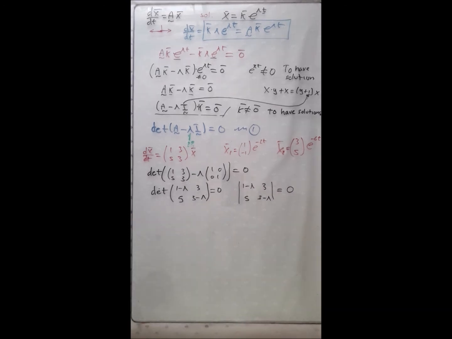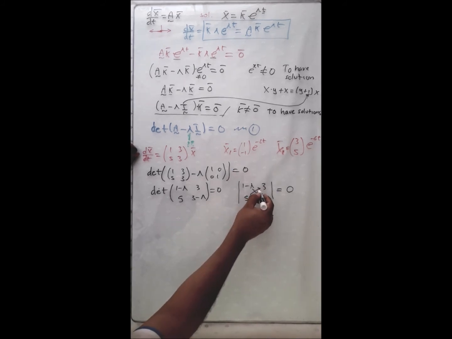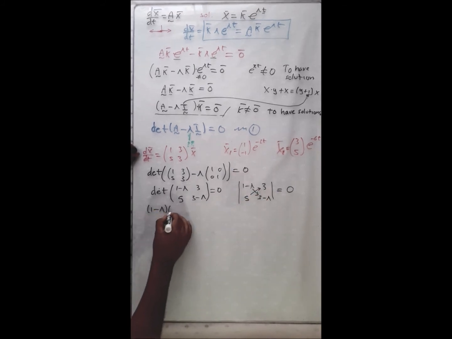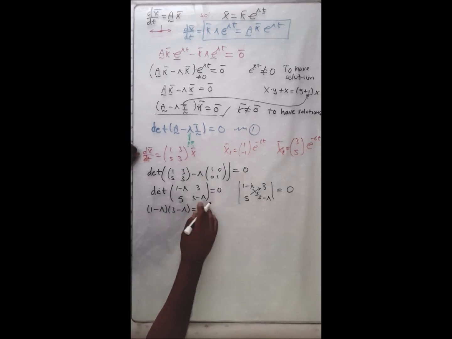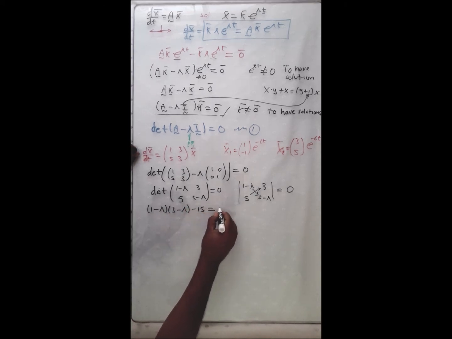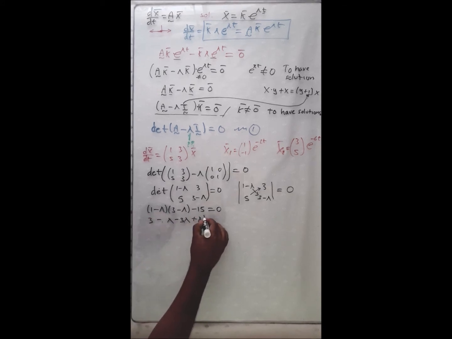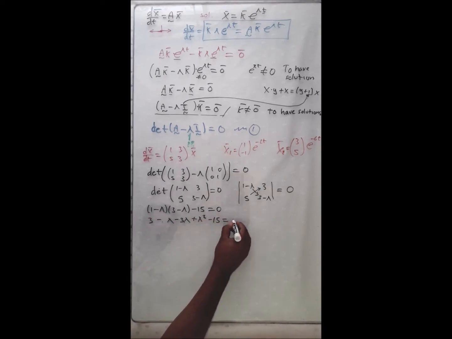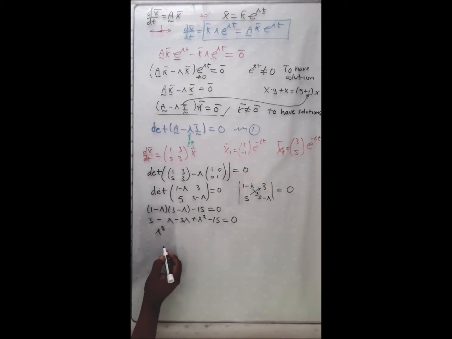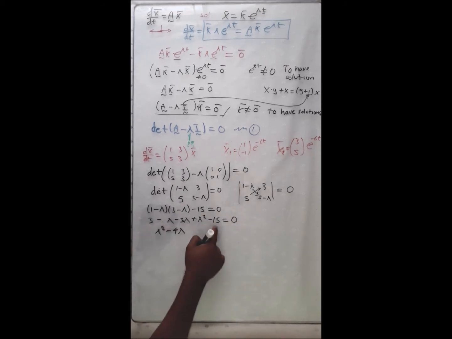Okay, so let's do the determinant. The determinant is this times this minus this times this. So it's going to be 1 minus lambda times 3 minus lambda minus 15, and that should be equal to 0. Let's do the multiplications: 3, minus 3 lambda, minus lambda, and then minus 3 lambda plus lambda squared, minus 15 equal to 0. So lambda squared minus 4 lambda, and 3 minus 15, minus 12, equal to 0.